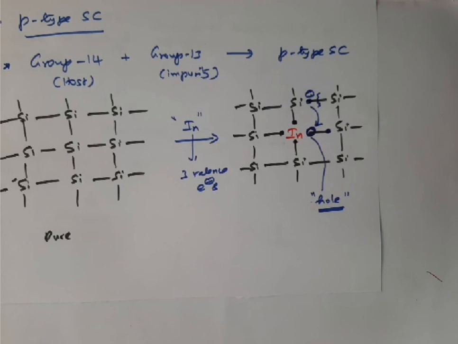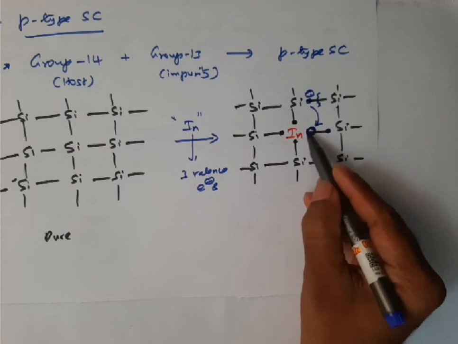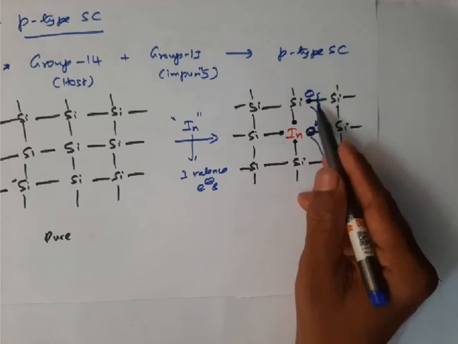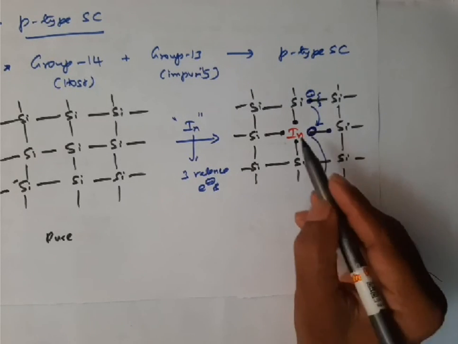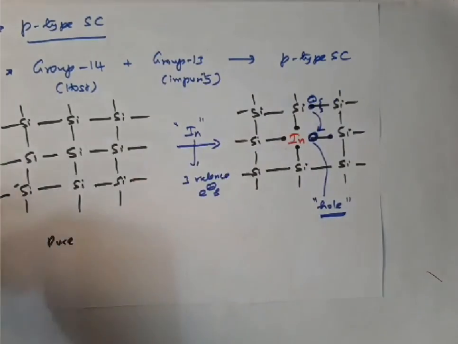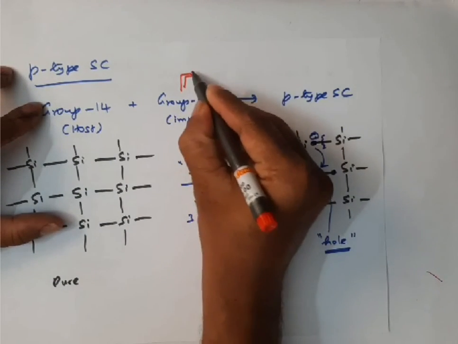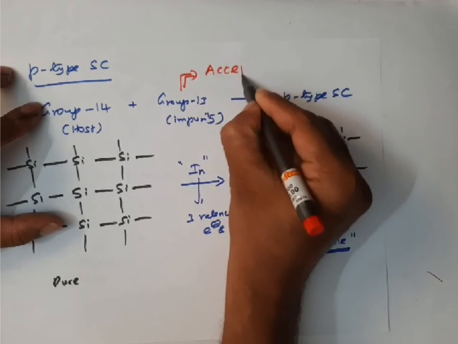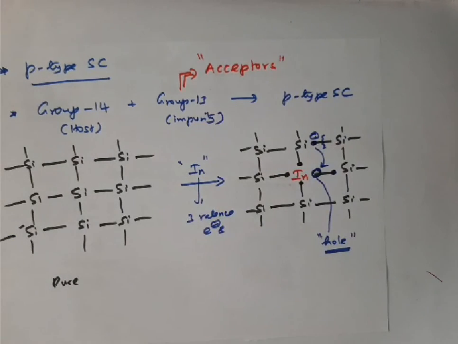Is this clear, students? So indium, due to a vacancy, will accept an electron from an adjacent silicon atom. Therefore these impurities are called acceptors. Students, in p-type semiconductors, the impurity elements are called acceptors. In n-type, impurity elements are called donors. In p-type, impurity elements are acceptors.